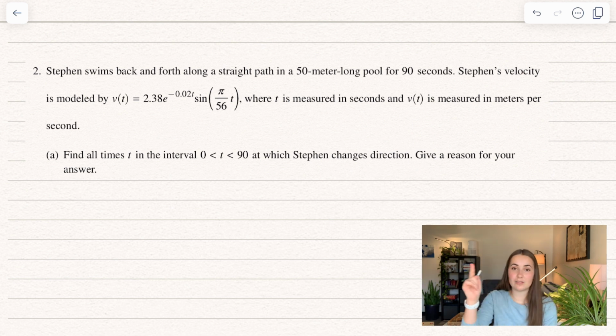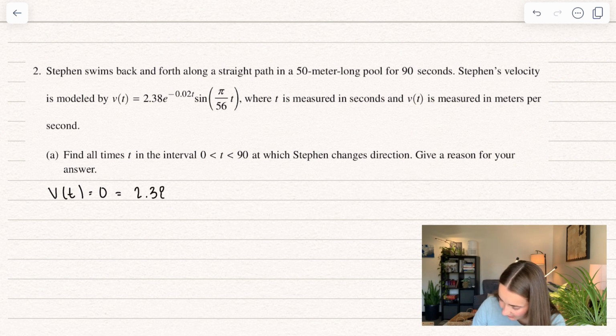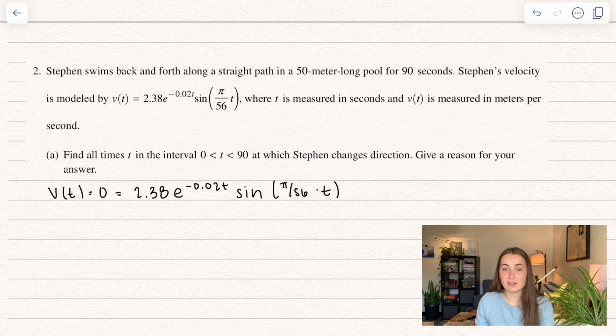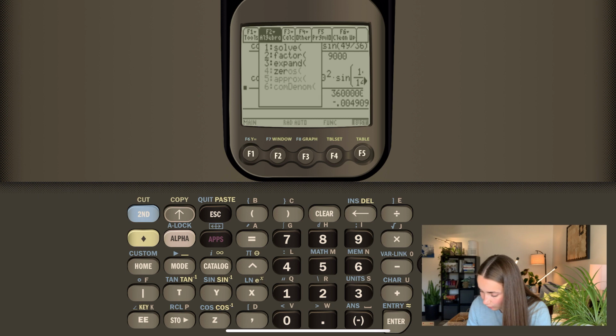So think about it. Steven is going back and forth. His velocity is going to be positive going down, negative going back. What is it when he turns around? When you go from positive to negative, you hit that value 0. So what we're trying to find is where v of t is equal to 0. So we set that equal to 2.38 e to the negative 0.02 t sine of pi over 56 times t. You could plug that into your calculator and click the solve button. I'll show you what that looks like. This is actually going to be an algebra. So I'm going to hit F2, solve 2.38.